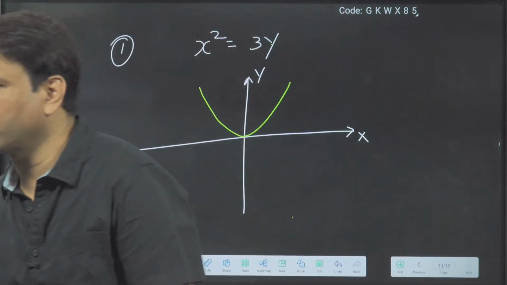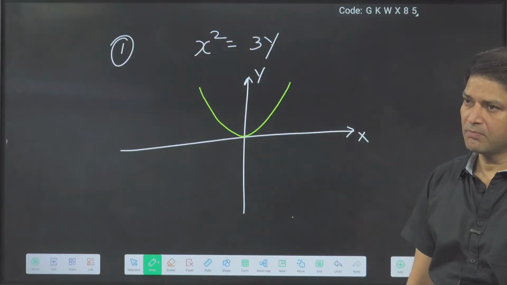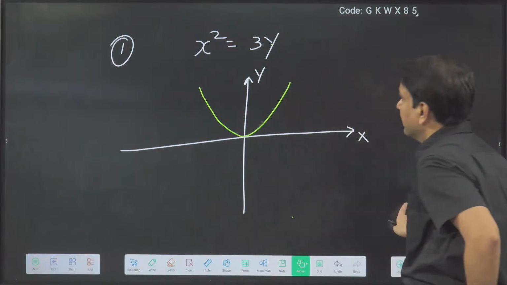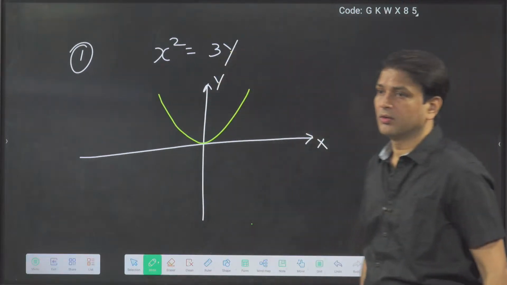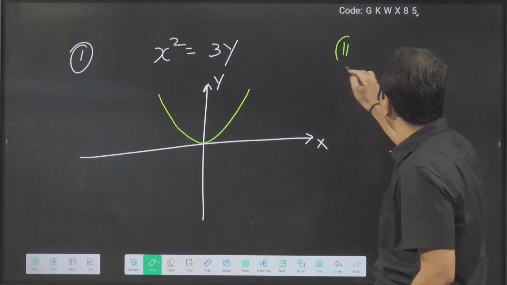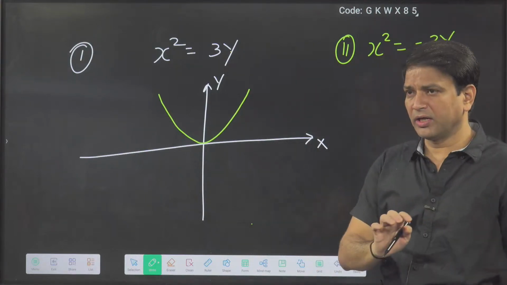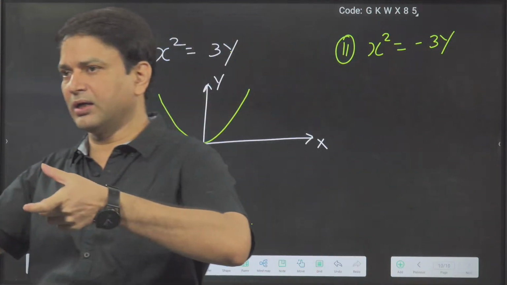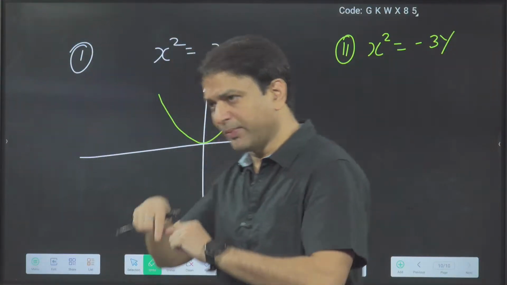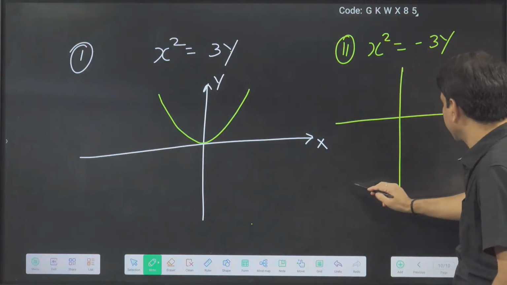Did everybody get this? Now in the same way, suppose I put the minus sign: x square is equal to minus 3y. So what will happen? Wherever we had the plus, we now have the minus, so we will only reverse the graph. We will make the downward graph. Downward graph means it is only defined for negative y. So you will make the graph like this.